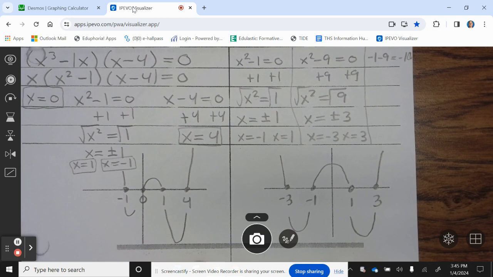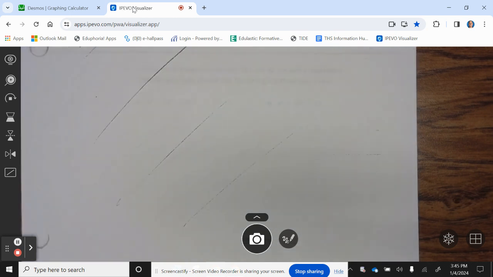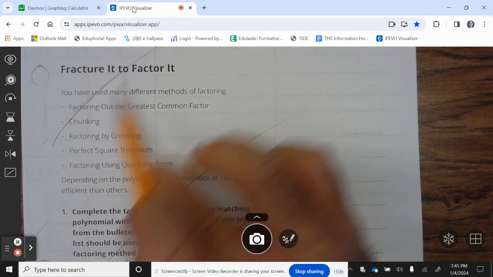All right, go ahead and finish that up. All right, let's take a look at the next page. All right, go ahead and mark that page out.